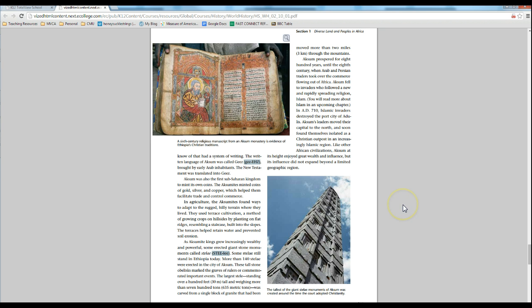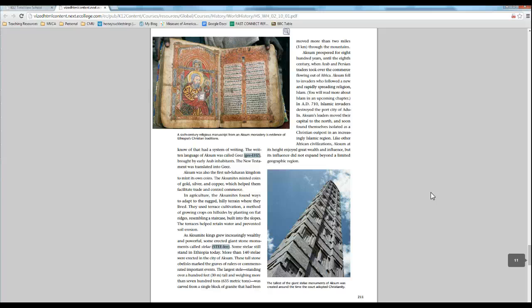In agriculture, the Aksumites found ways to adapt to the rugged, hilly terrain where they lived. They used terrace cultivation, a method of growing crops on hillsides by planting on flat ridges resembling a staircase built into slopes. The terraces helped retain water and prevented soil erosion. As Aksumite kings grew increasingly wealthy and powerful, some erected giant stone monuments called stelae. Some stelae still stand in Ethiopia today. More than 140 stelae were erected in the city of Aksum.